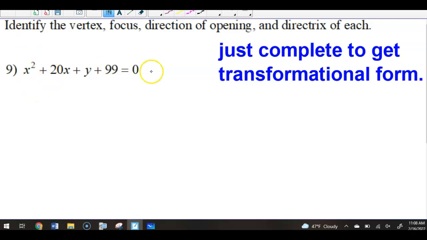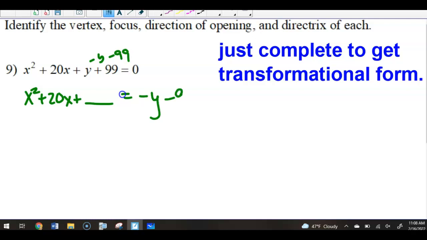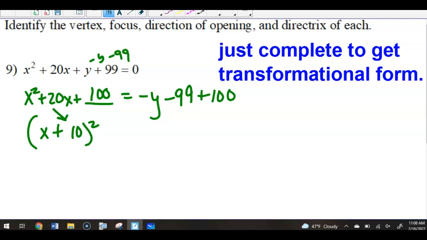So here's more like what's on the worksheet. It doesn't have a coefficient. So we have an x squared plus a 20x plus a blank. If I subtract these over to the other side, I get a negative y minus 99. I complete the square, take half of 20 is 10, squared is 100. I add that to the other side. There was no coefficient out front to worry about.